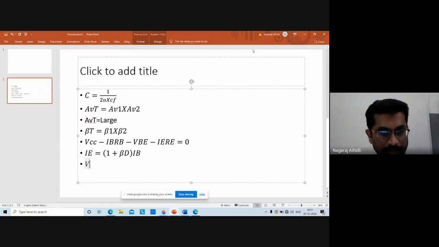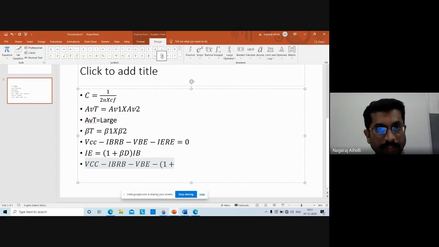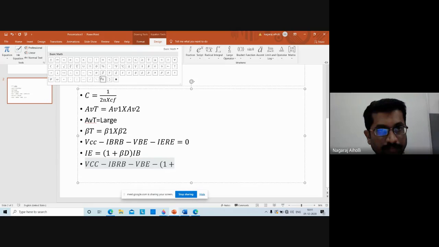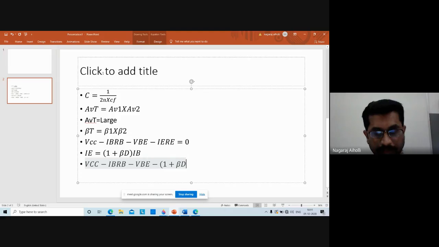The equation will be VCC minus IBRB, minus VBE. Then substitute this equation, that is IE is 1 plus beta D into IB, minus 1 plus beta D into IB. Then one more term is there: IE is 1 plus beta into IB, then into RE. RE is also there, that is into RE is equal to 0.